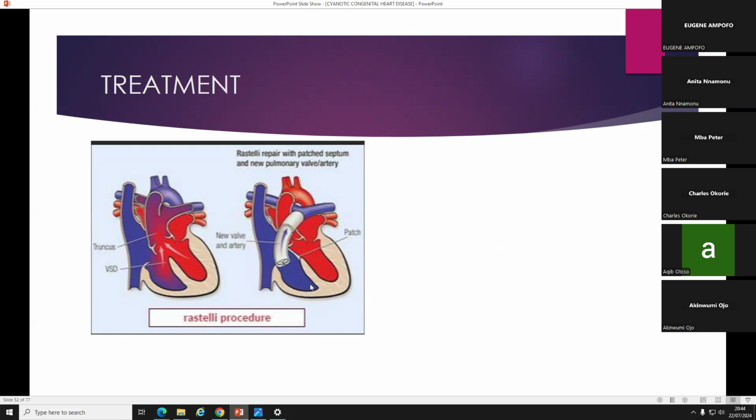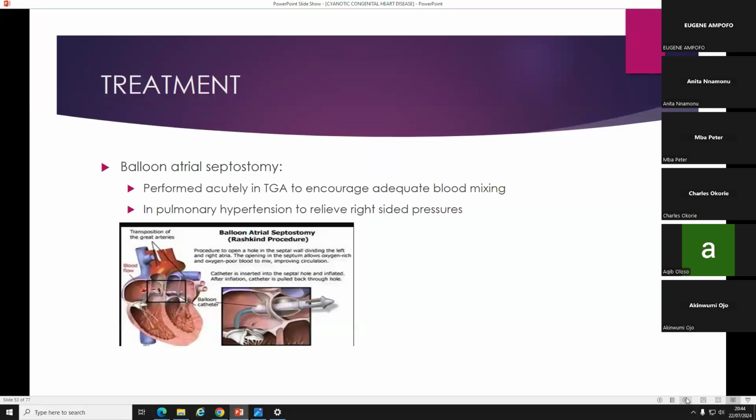This is significant because in adulthood they can present with baffle stenosis. So this can narrow later in life, and then they present with right ventricular outflow tract obstruction and features associated with that. So we need to be careful.